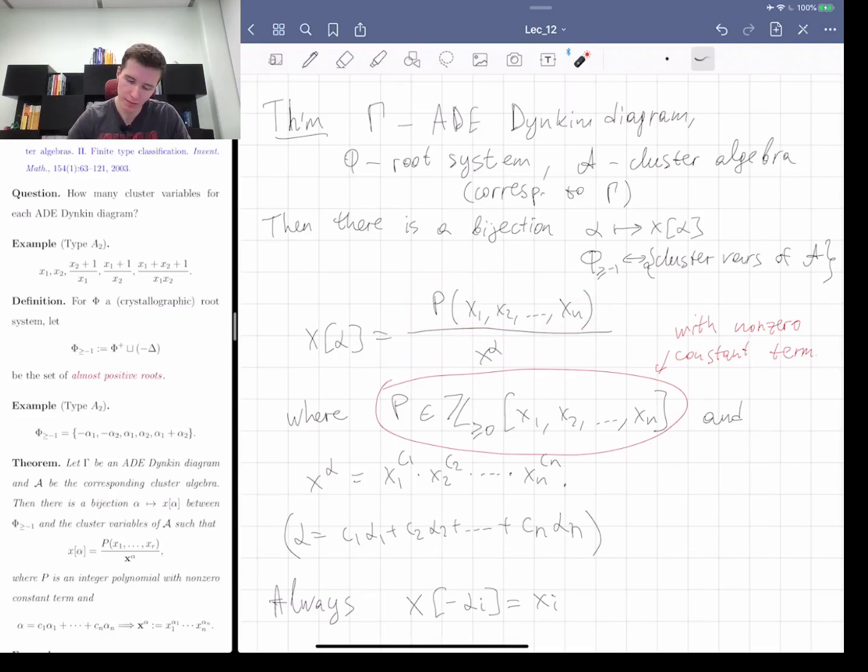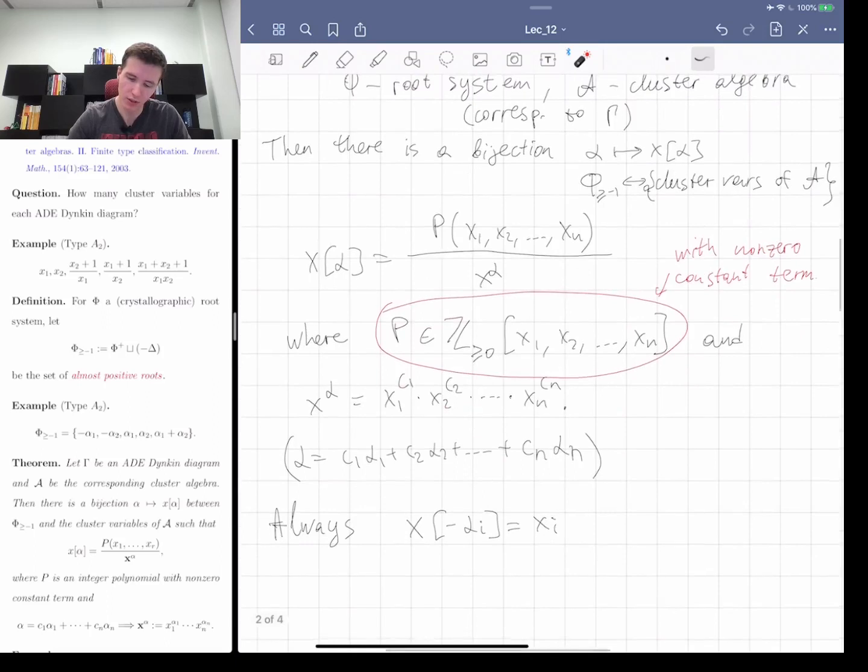Yet somehow, if you only look at the denominators, then they're all going to be different, and then the number of cluster variables is just going to be easily computed from the root theoretic perspective, which I think is pretty beautiful.